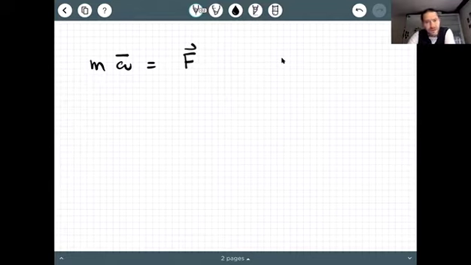I'm writing this for a single particle. If you have more particles, then you have more accelerations, and things get more involved, but we'll go to that later. So this is the force acting on my particle, and let's stick to the single particle for now.